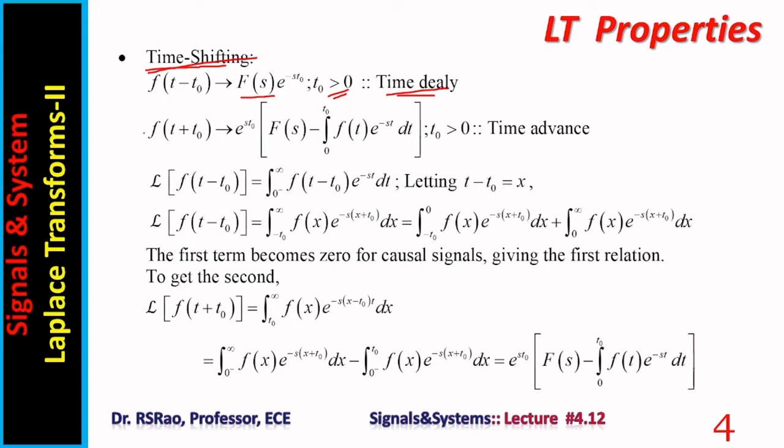The Laplace transform of f of t plus t naught is e power s t naught f of s minus the integral from 0 to t naught of f of t e power minus st dt. Here t naught is positive, but it is t plus t naught, therefore it is time advance. These two are statements pertaining to the time shifting property of Laplace transforms. Now let us see how these two properties come to be.